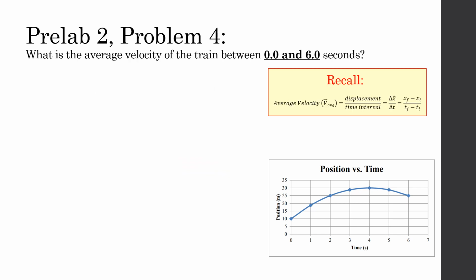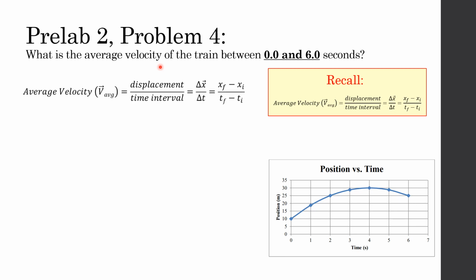All right, pre-lab practice problem number 4. Once again, we have the same time interval. This time, we're going to be calculating the average velocity for that same time interval. Okay, so to calculate average velocity, that is the displacement over the time interval, or x final minus x initial over t final minus t initial.